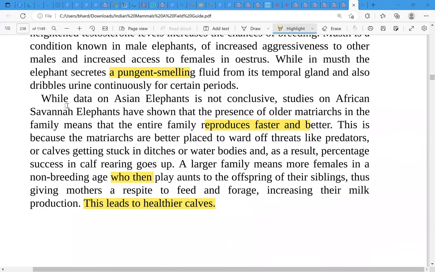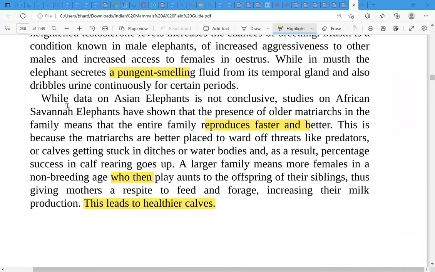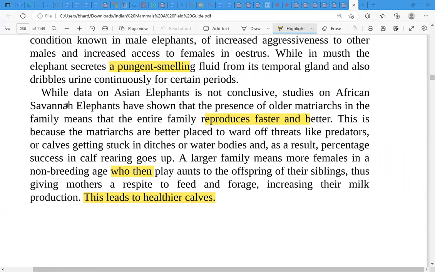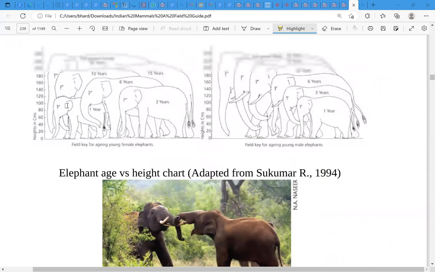And you can also say that Asian elephants are not very conclusively showing this, and African elephants have shown that with the presence of older matriarchs in the family, reproduction in the whole family is faster or better, as I just explained to you. So this is how it is showing. See, it is there in both places. It is young female elephants for aging young male elephants. So it's a different way. You can see.